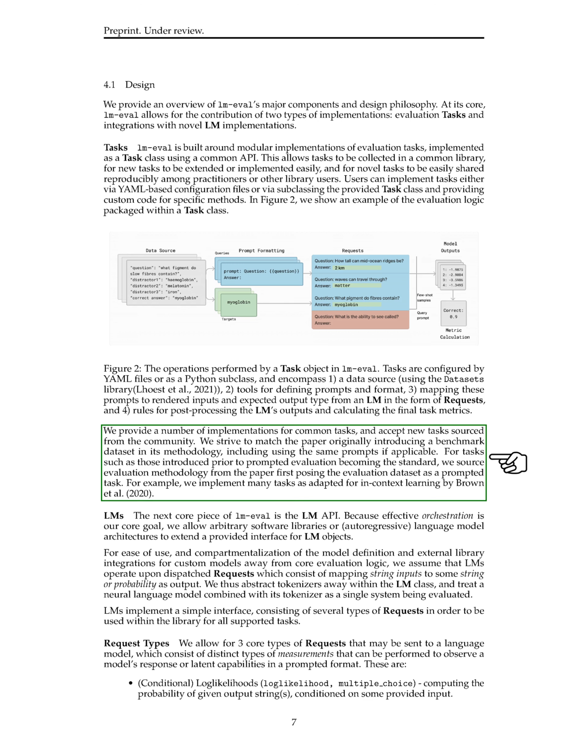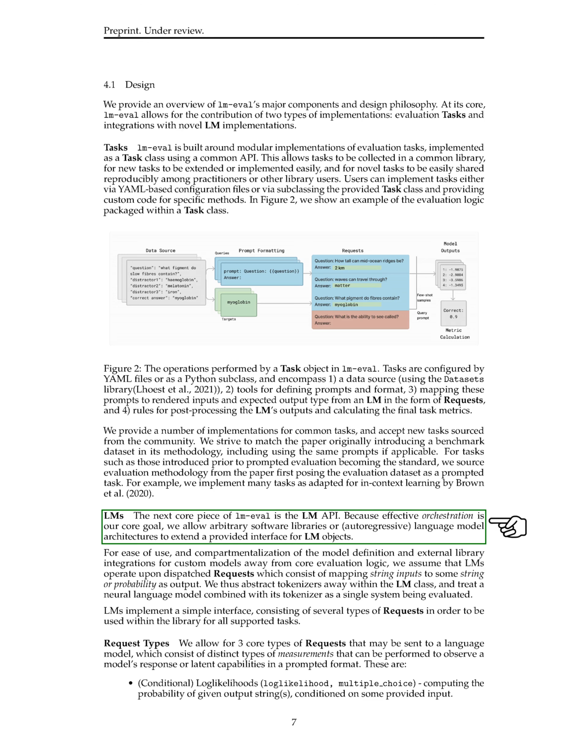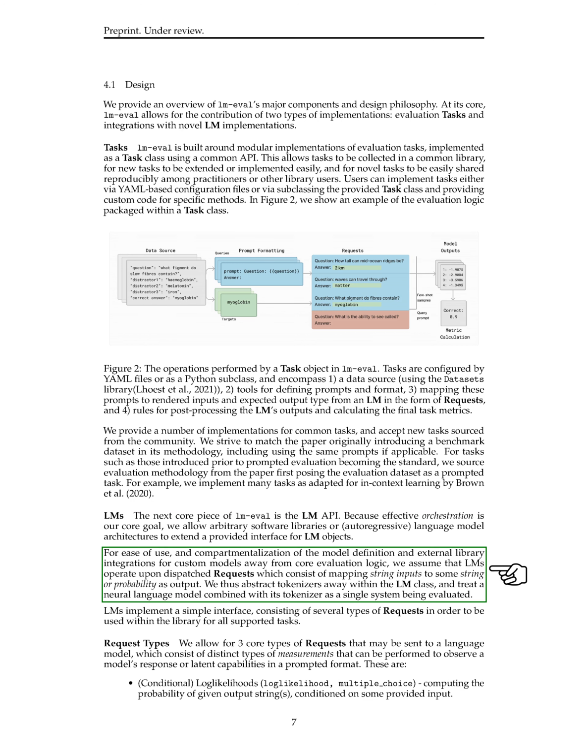Section: LMs. In this section, we discuss the LM API, which is a crucial component of lm-eval. Our main aim is to facilitate effective orchestration by allowing various software libraries or autoregressive language model architectures to expand a provided interface for LM objects. To simplify usage and separate model definition and external library integrations from core evaluation logic, we assume that LMs work on dispatched requests. These requests map string inputs to output strings or probabilities.